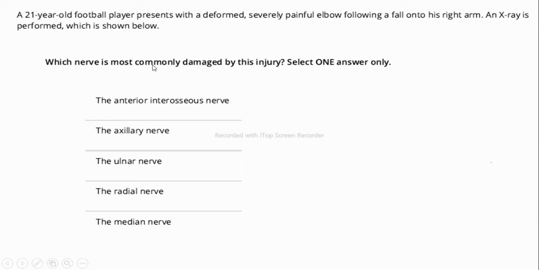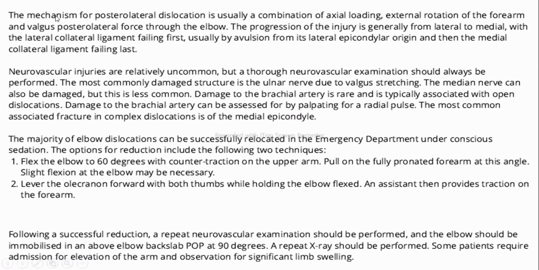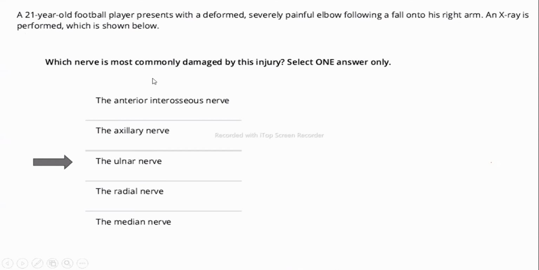So what is the most commonly damaged? Anterior interosseous nerve. Medial epicondyle. Okay, so this one is posterolateral dislocation. I did not put the X-ray. Okay, so it's a posterolateral, not posterior.